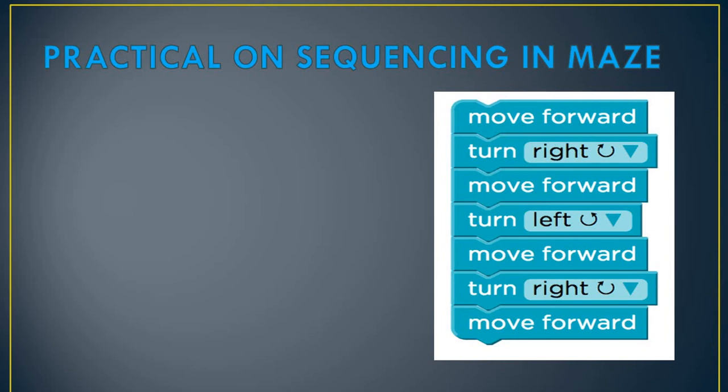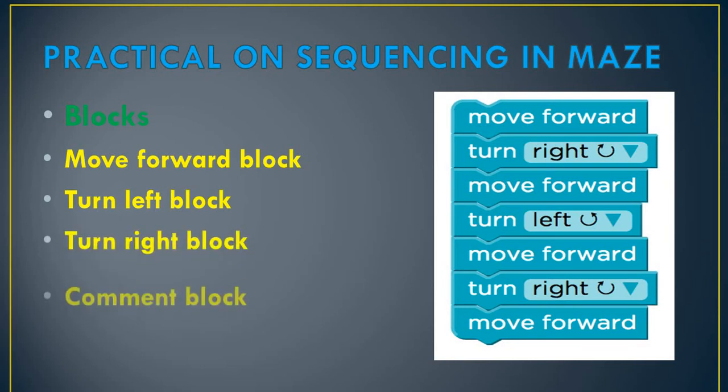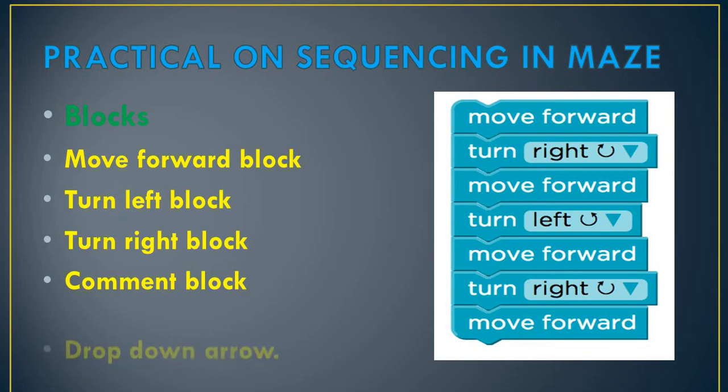In this practical section, which we are going to be looking at today, we are going to be learning some blocks in sequencing in maze. Some of these simple blocks include the move forward block that helps a program or a robot to move one step forward. We also have the turn left block that helps the robot to turn to the left. We have the turn right block, which helps you to give a simple comment while programming. And last but not the least, the drop down arrow key.